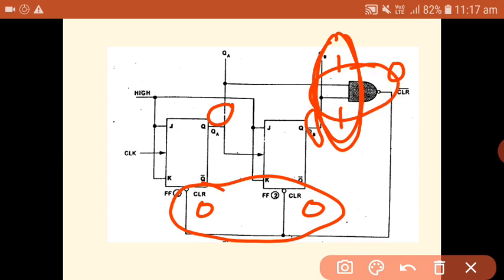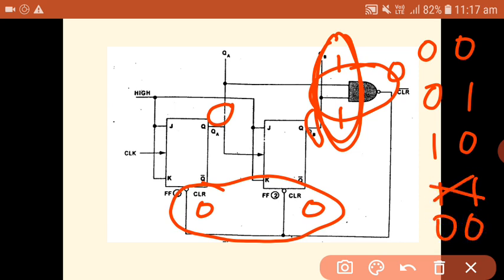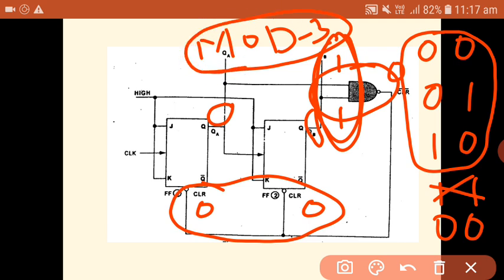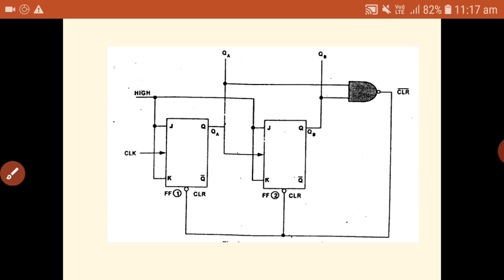Are you understanding? The possible output states now are 0 0, 0 1, 1 0. As and when you get the 1 1 output, it is overridden by the clear input. So only 3 possible output states are there. That's why this is the circuit diagram for the mod 3 counter. This is the process of constructing a mod N counter, where capital N is the number of output states. So this is something about the mod 3 counter.